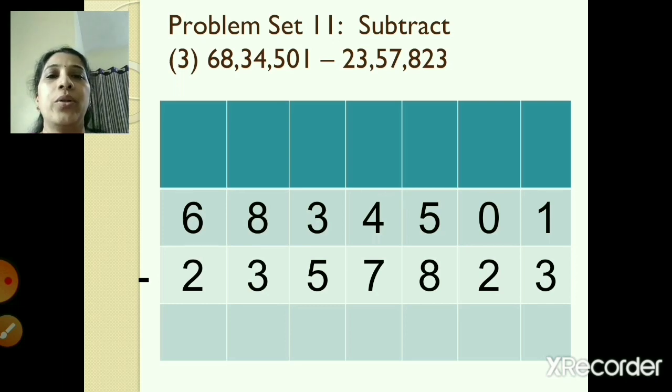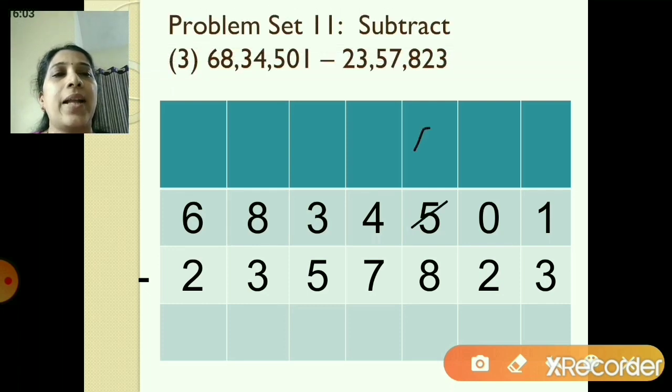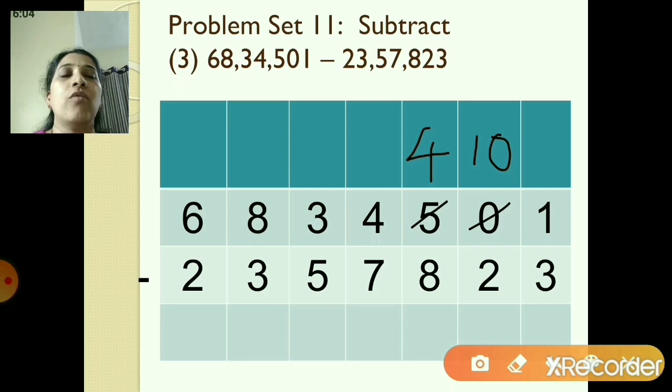So what are you going to do? You are going to borrow 1 from the hundreds place, and the hundreds place will become 4, and in the tens place it will become 10. So now you can borrow 1 from the tens place for the units place, right? So your tens place will become 9 and your units place will become 11.